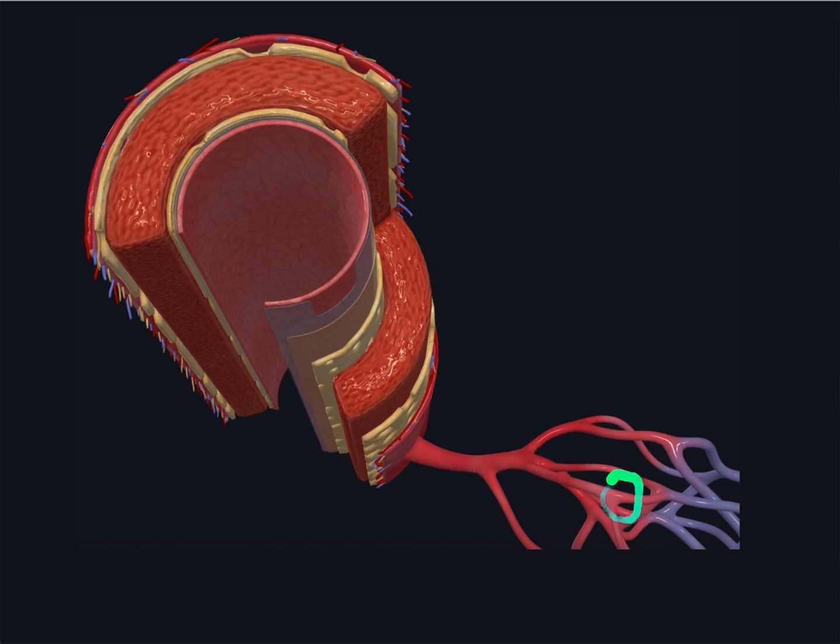Basically, the three layers of the wall of a blood vessel are the inner tunica intima, the middle tunica media, and the outer tunica adventitia. And remember, it's the composition of the tunica media that distinguishes an elastic artery from a muscular or distributing artery. But on this model, you can also remind yourself that the tunica intima includes a very thin layer of endothelium.